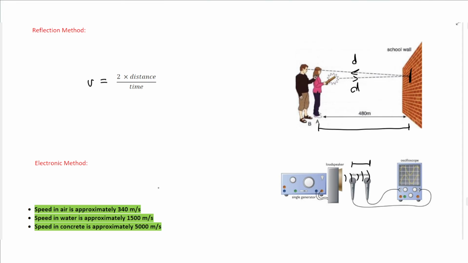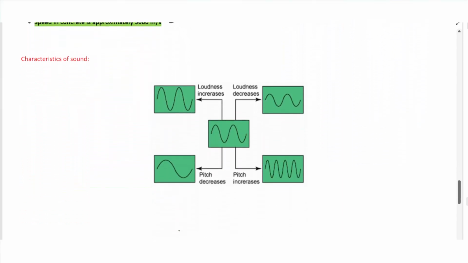Now you are required to memorize some speeds of sound. In air, it is approximately 340 meters per second, or any number between 300 and 360. In water, it is approximately 1,500. In concrete and steel, it is approximately 5,000 meters per second. You are required to memorize these numbers, so you are able to pick the closest number or the same exact number if it is given to you in a question.